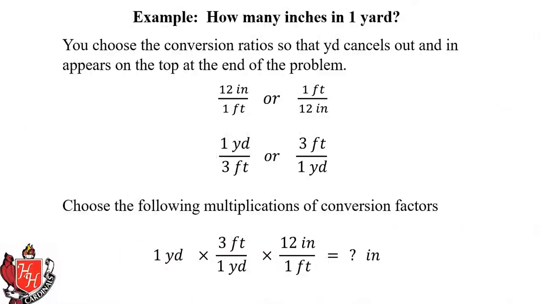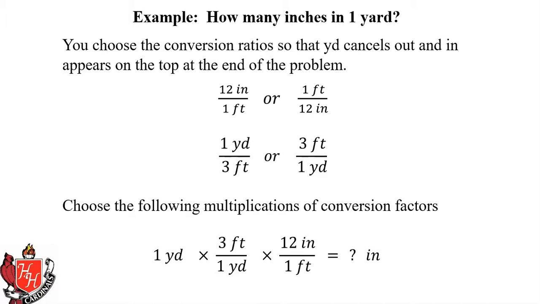Okay, so we have these choices, either 12 inches for every 1 foot or 1 foot for every 12 inches, and 1 yard for every 3 feet or 3 feet for every 1 yard. So here's how you choose them. You're starting off with a yard, so you want yard to cancel with yard. Since you have yards on the top, you need yard on the bottom, and there's only one of the 4 conversion ratios up there that has yards over yards that would fit that. And that's the one that says 3 feet for every 1 yard. So that's the one you write.